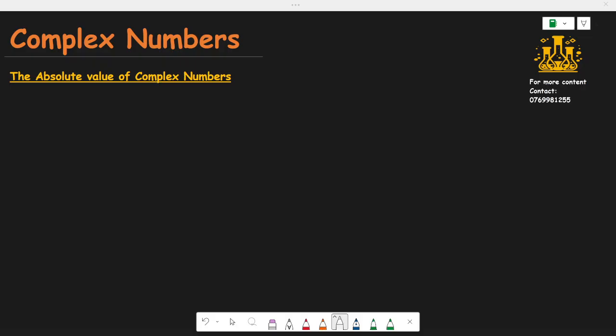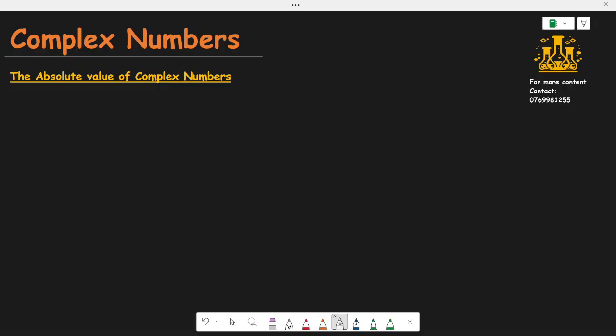Okay, so for real numbers, we said that the absolute value of a real number is the positive of that number. So let's say we have 7. The absolute value of 7, which is denoted like this, is just basically 7. How about negative 7? The absolute value of negative 7, which is denoted like this, is just basically 7.